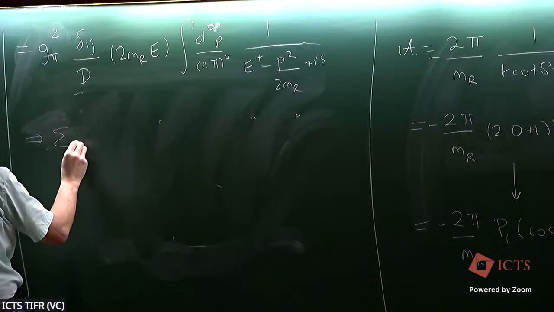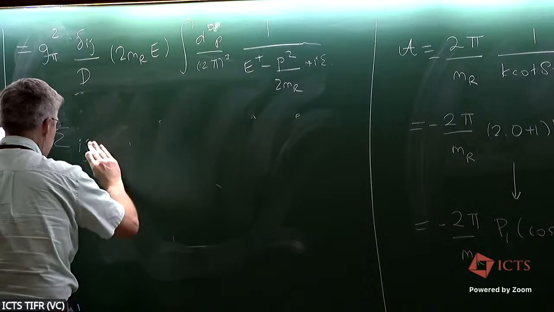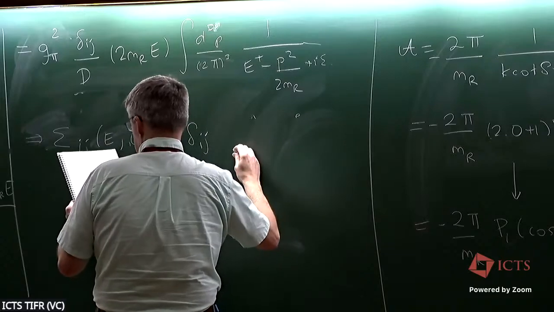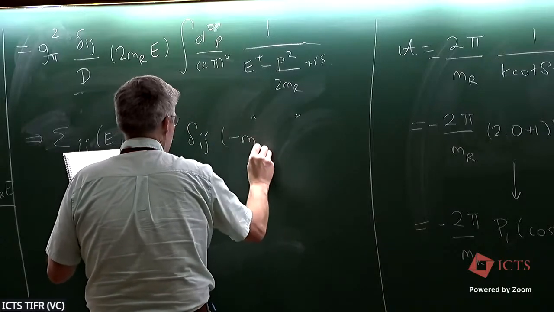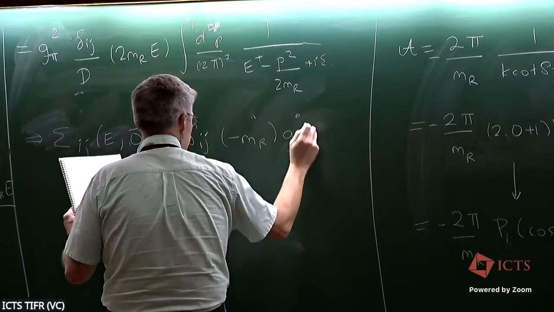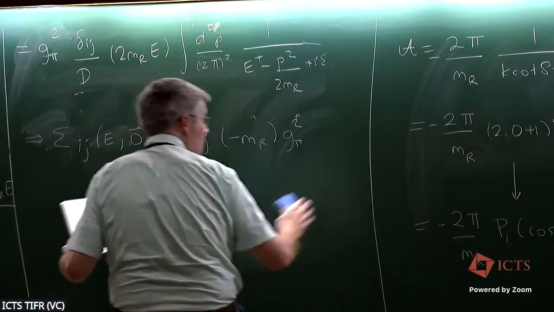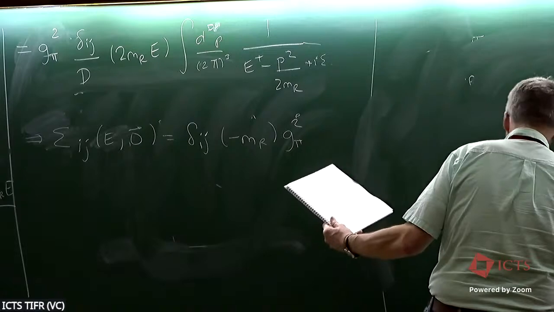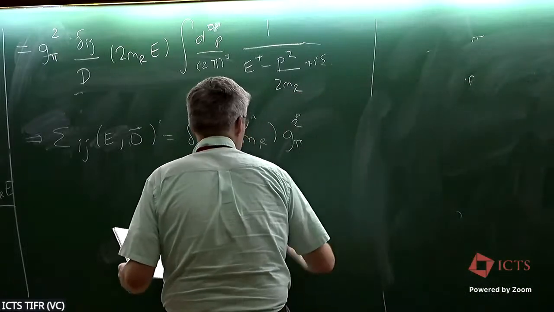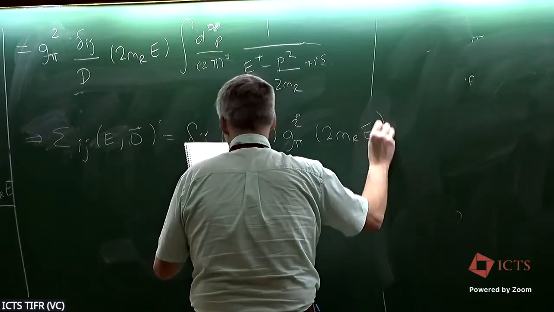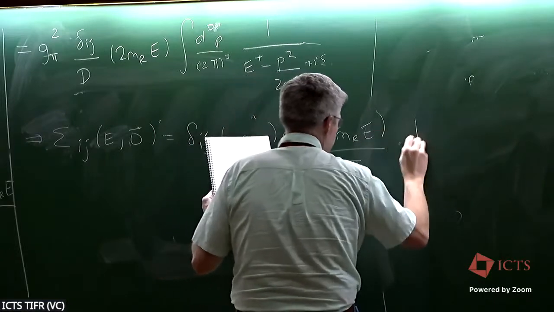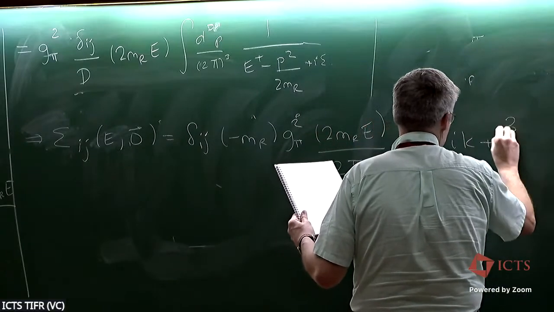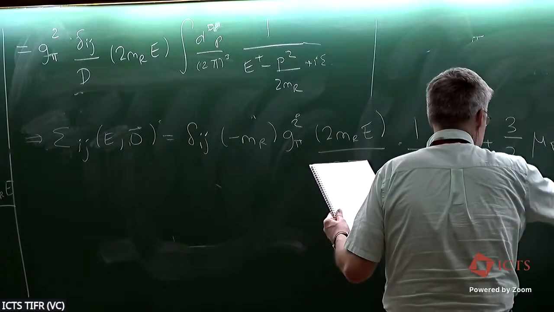I'm going to find that sigma_ij, in the center of mass frame, is delta_ij times minus m_r g_pi squared, times 2m_rE divided by 2 pi times 1/3. This is just the 1 over D in 3 dimensions. Then ik plus 3 over 2 times mu_PDS.